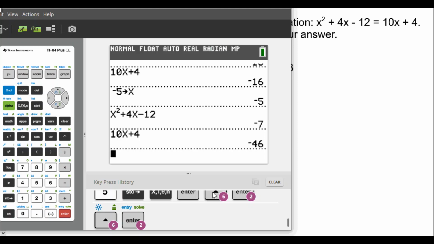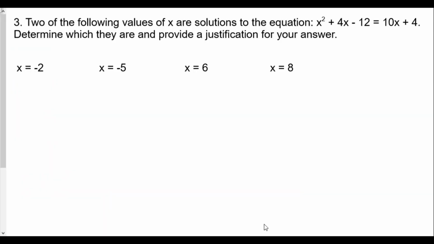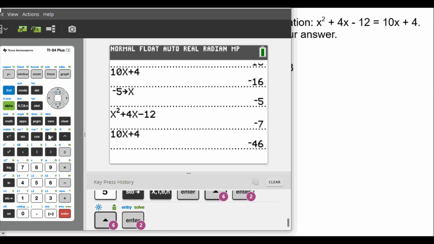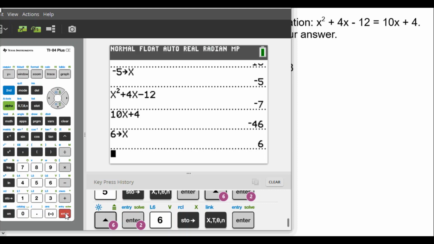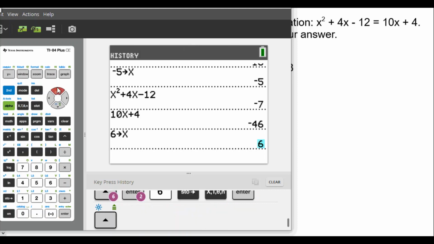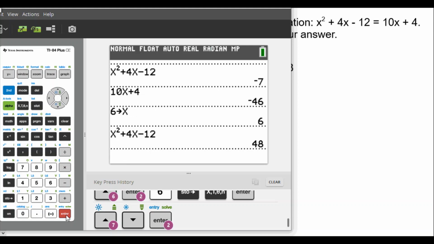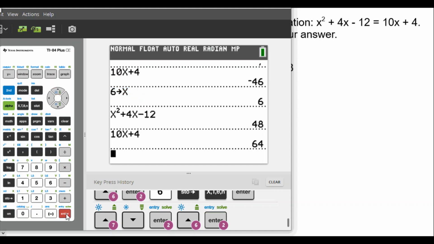So we know -2 works out. Our next number we'll try is, I believe, 6. So 6, store x. We hit enter, and move the cursor up to x squared plus 4x minus 12. Oops, went too far. There you go. Enter, and enter again: 48. Now let's move the cursor up to 10x plus 4. Hit enter. One more time: 64. So not this one.